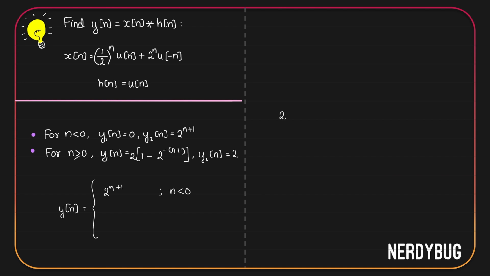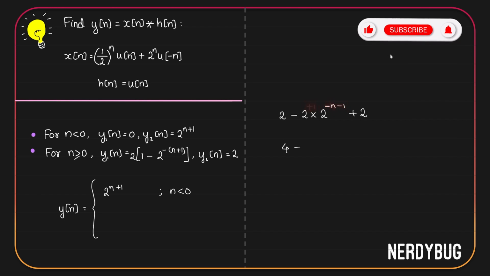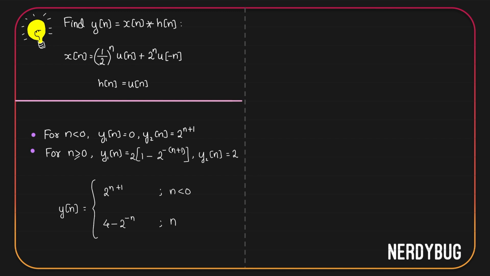y1 of n is 2 multiplied by 1 minus 2 multiplied by 2 raised to minus n minus 1. y2 of n is plus 2. So 2 plus 2 we get 4 minus 2 raised to minus n minus 1 plus 1. So we get 2 raised to minus n. So y of n is 4 minus 2 raised to minus n for n greater than or equal to 0.